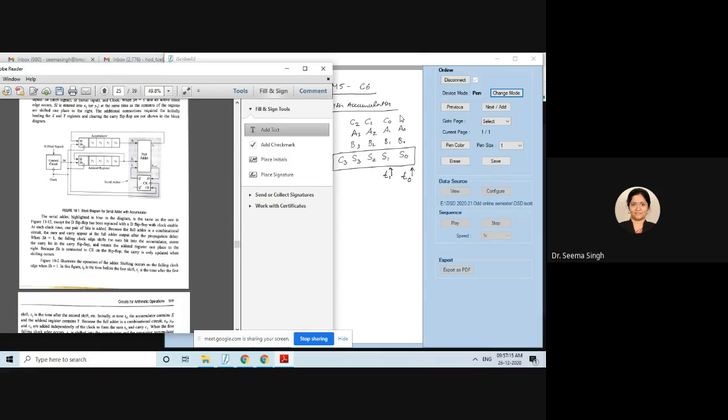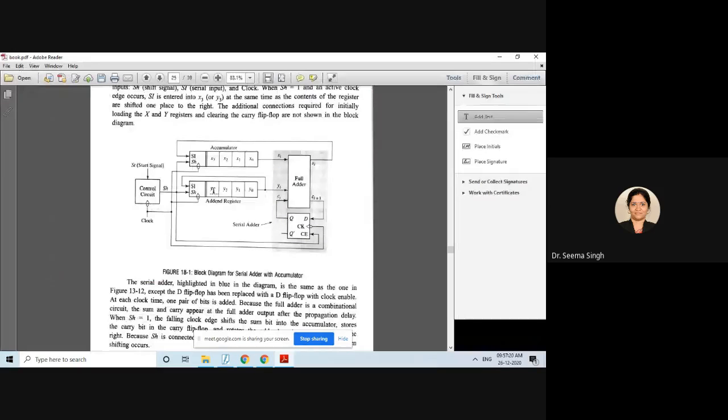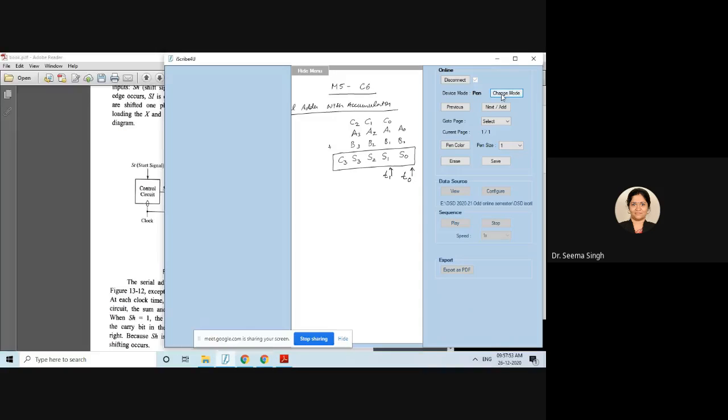And finally what happens? Your 4 bits of data, that means your S3, S2, S1 and S0, where will they be? Here, S3, S2, S1 and S0. And where will your C3 be available? C3 will be there, stored in this D flip-flop. And can somebody tell me what will happen in the addend register? What data will be available in the addend register after these 4 clock cycles of T0, T1, T2, T3? Can you think and tell me?